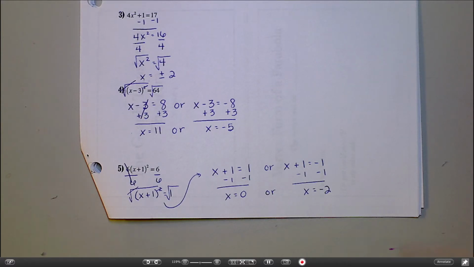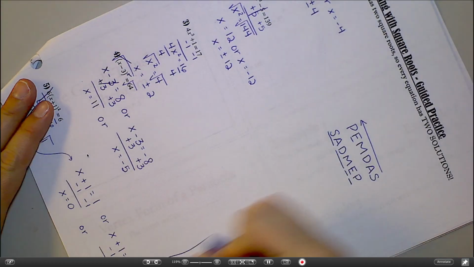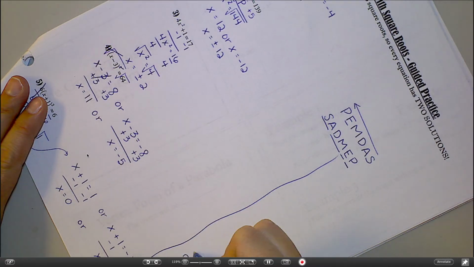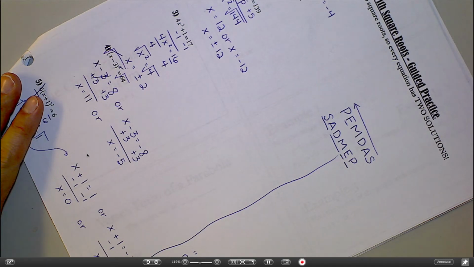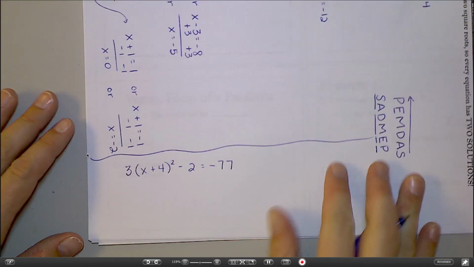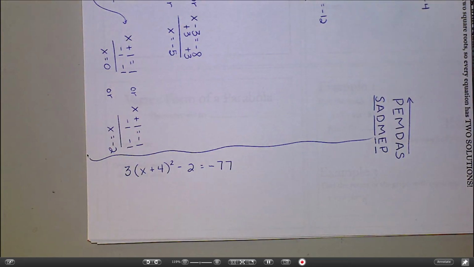I want to throw one at you that works out a little bit differently, so I'm going to kind of make this up on the fly. Have you write it down. Okay. Write down that example someplace. Down here. It's 3 times x plus 4 squared minus 2 equals negative 77.